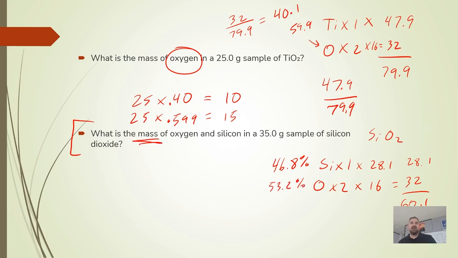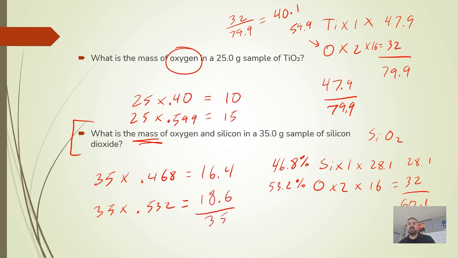All right, now to get the mass, we're just going to multiply. So we're going to do 35 times 0.468, and then we're going to do 35 times 0.532, and that's going to give us our mass. So 35 times 0.468, that gave me 16.4. And then 35 times 0.532, that gave me 18.6. Now, if you add these together, you should get exactly 35 grams.